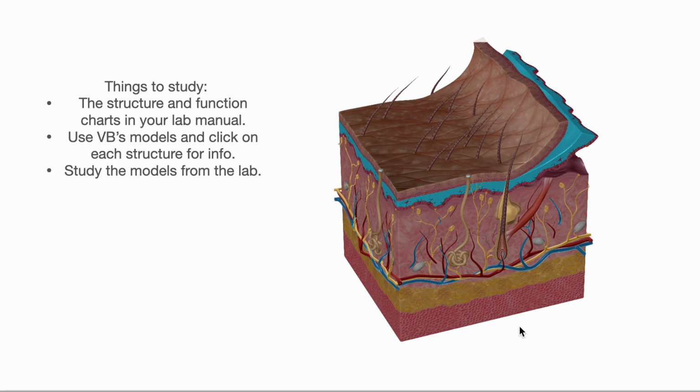And then the last thing in the integumentary system that you want to spend some time with is these models of the skin. There is a great one in Visible Body, and you can rotate it and you can expand it and you can click on all of the structures to find out what they are and gain more information about each one. You can study the layers of the epidermis and the dermis and the structures within them and then the hypodermis.